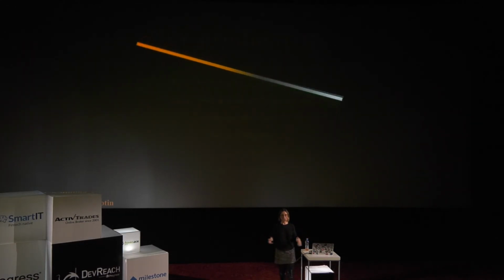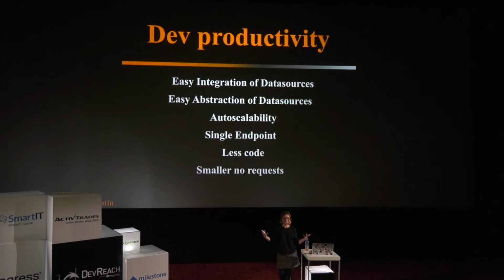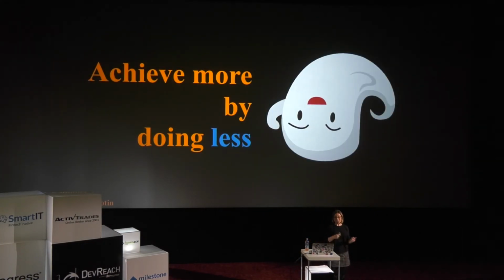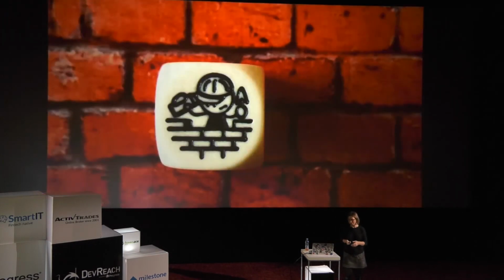And finally, what these two have in common is developer productivity. Because we end up writing faster code, a lower number of lines of code, and our code is becoming more performant. So we achieve more by doing less. And that's what everyone in this room should aim to do.